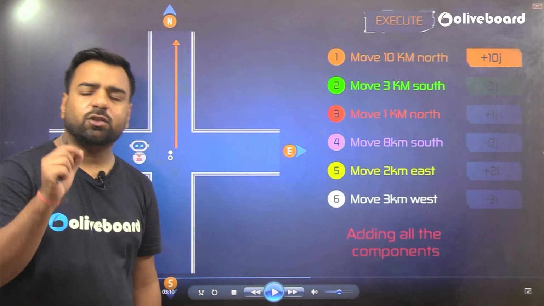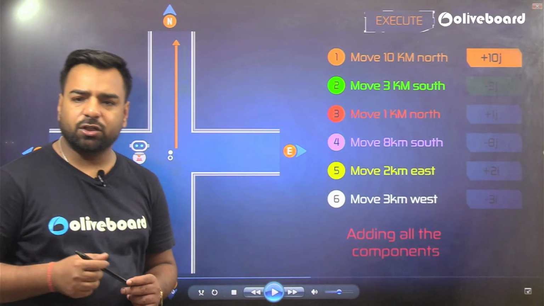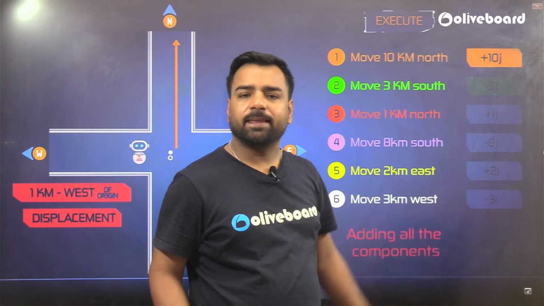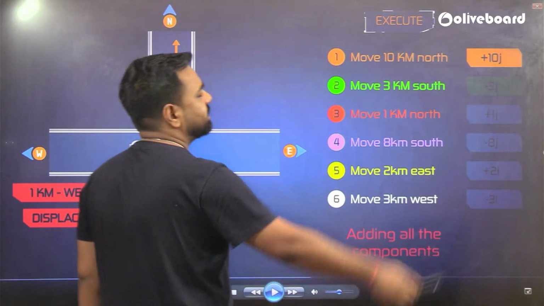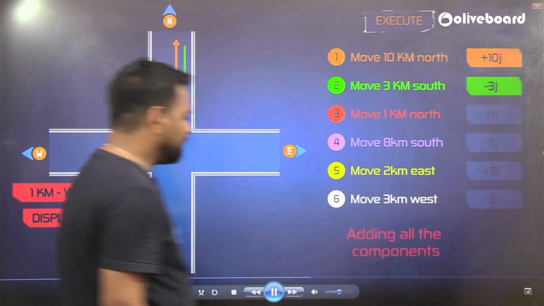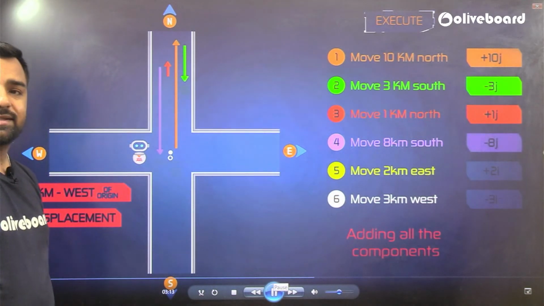So what is the total distance covered here? If we talk about the total distance, what will you do? You'll just ignore the directions, right? And you will add these components. It is 10 plus 3 plus 1 plus 8 plus 2 plus 3. So this will give you the distance actually, right?